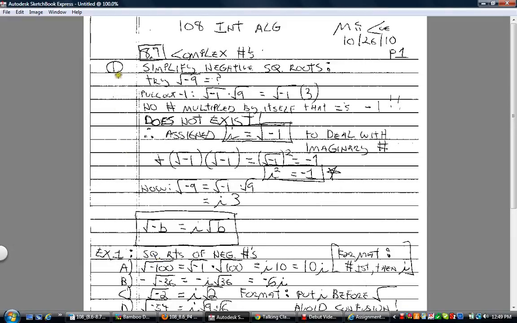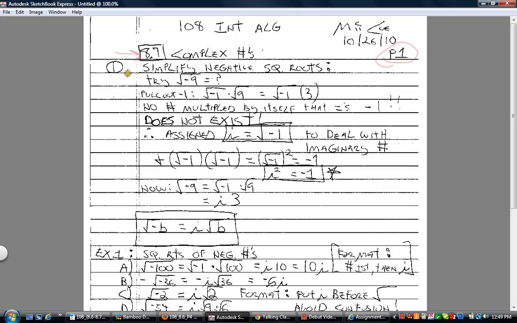Hello 108 students, Mr. McHugh here with you to kick off section 8.7, page 1, and we are going to deal with complex numbers. Now, we're going to enter a new realm of mathematics, but before we go crazy with all this, we got to start off with something.